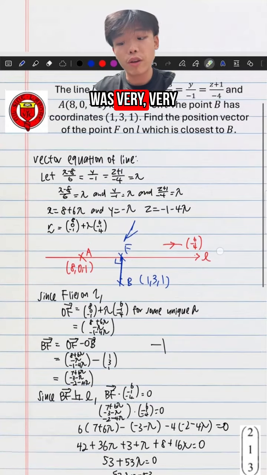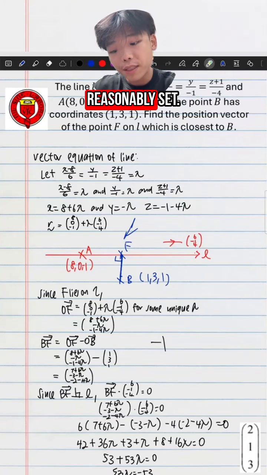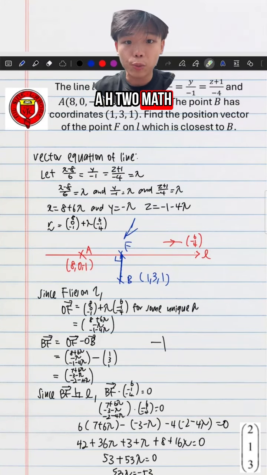And I found that this question was very, very well set by VJ because it's such a classic staple vector question that it's reasonably set, and also as an H2 math student, you definitely will be expected to solve this.